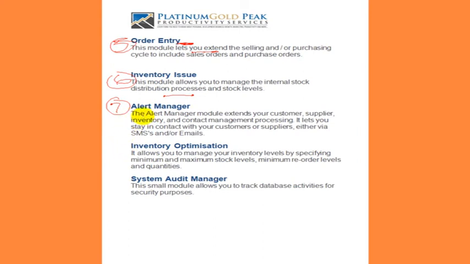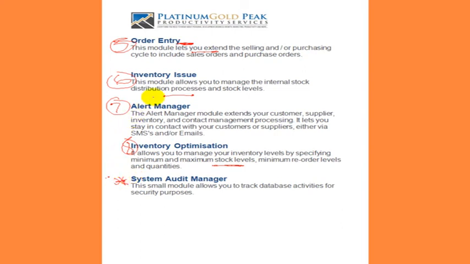The next module is the inventory optimization. This allows you to manage your inventory level by specifying minimum and maximum stock levels, minimum reorder level, and quantity. Also, the last one on the core modules is the system audit manager. This small module allows you to track database activities for security purposes.